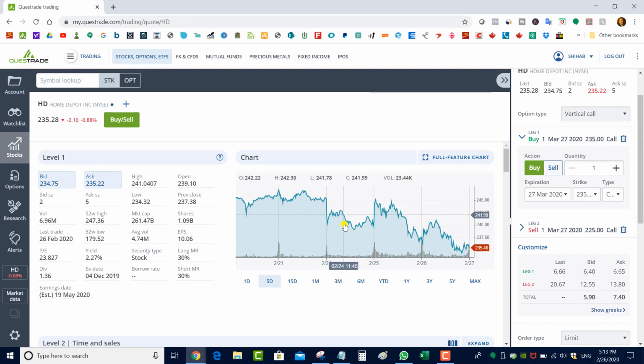I just have to wait. Maybe Home Depot will come back up eventually. So the only difference is if Home Depot goes in the direction that I want, which is up, I can close the trade faster. If it doesn't go in the direction that I want, if it goes against me, then I have to hold on to the trade a bit longer. Maybe I'll have to wait till expiration.